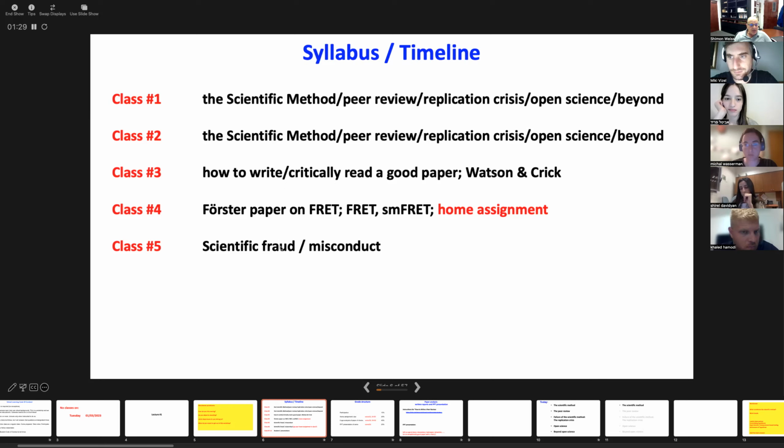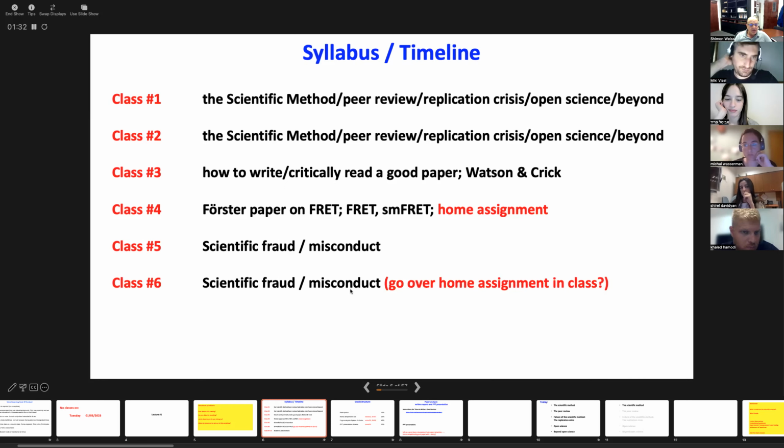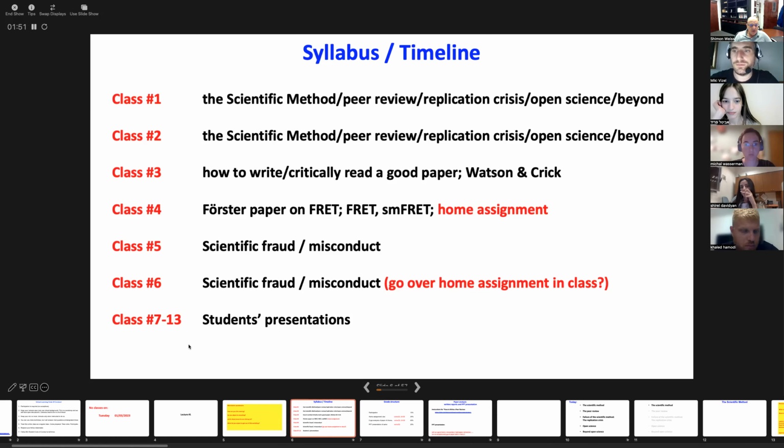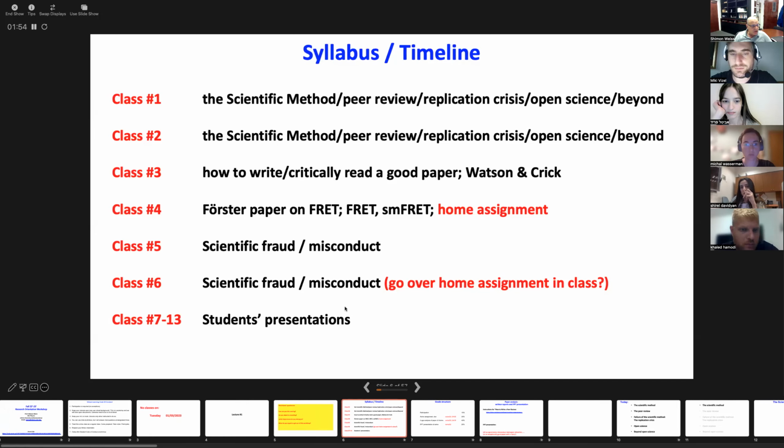And then we'll cover scientific fraud and misconduct. That will take us 2 weeks. If we have time, we'll go over the home assignment that we gave you and basically go over the answers to the questions. And from this point on, the rest of the course is actually going to be given by you. Any questions so far? You can open your mics for any comments. If no comments, let's move on.